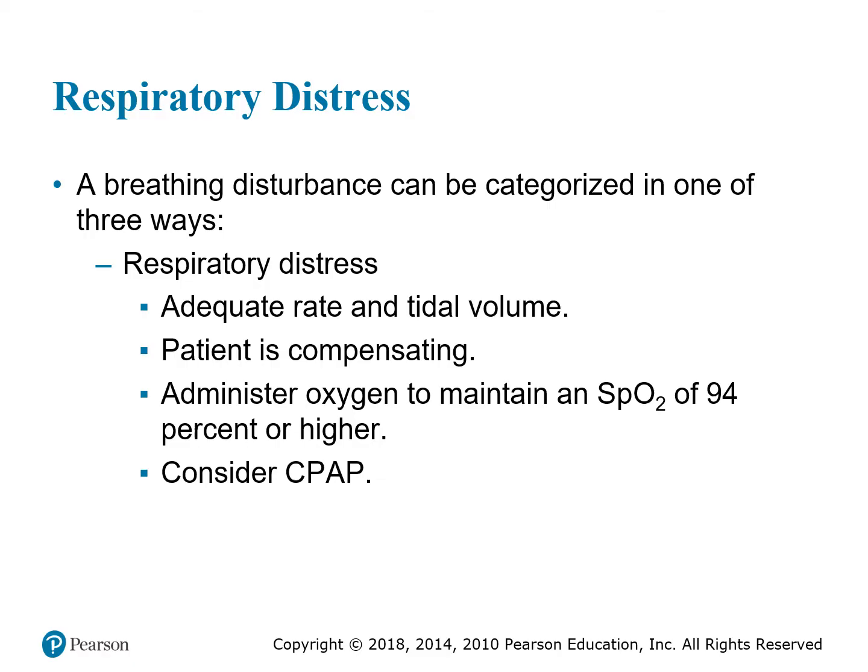So for example, if we walk up on scene and we are trying to assess someone's breathing, we're trying to make sure that they have adequate rate and volume and see if the patient is compensating or not. If they're in the tripod position, they look like they're working hard or they're becoming cyanotic, these are signs of a patient who is not able to compensate on their own. And so the biggest takeaway here is to administer oxygen to maintain an SpO2 of 94% or higher, and we can also consider CPAP if we have to.